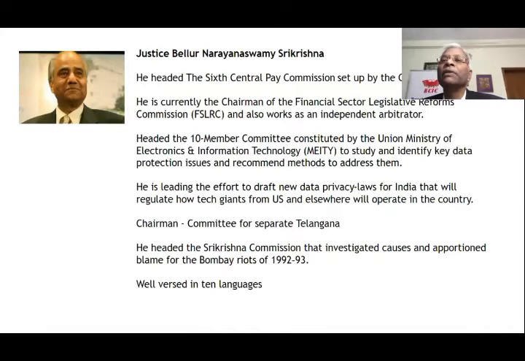He has headed the 10-member committee constituted by the Union Ministry of Electronics and Information Technology (MeitY) to study and identify key data protection issues and recommend methods to address them. And he's also currently the chairman of the Financial Sector Legislative Reforms Commission (FSLRC) and also works as an independent arbitrator. He headed the 6th Central Pay Commission set up by the central government, and more importantly, if you do a Google search, you will find that every government that has been formed in India virtually has him to guide them in various matters on legislation and otherwise.